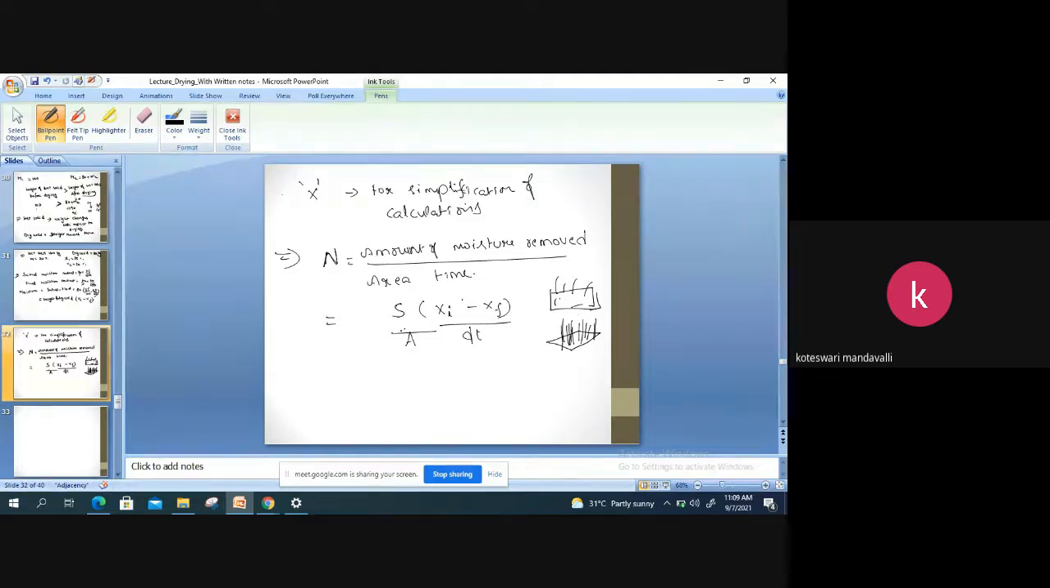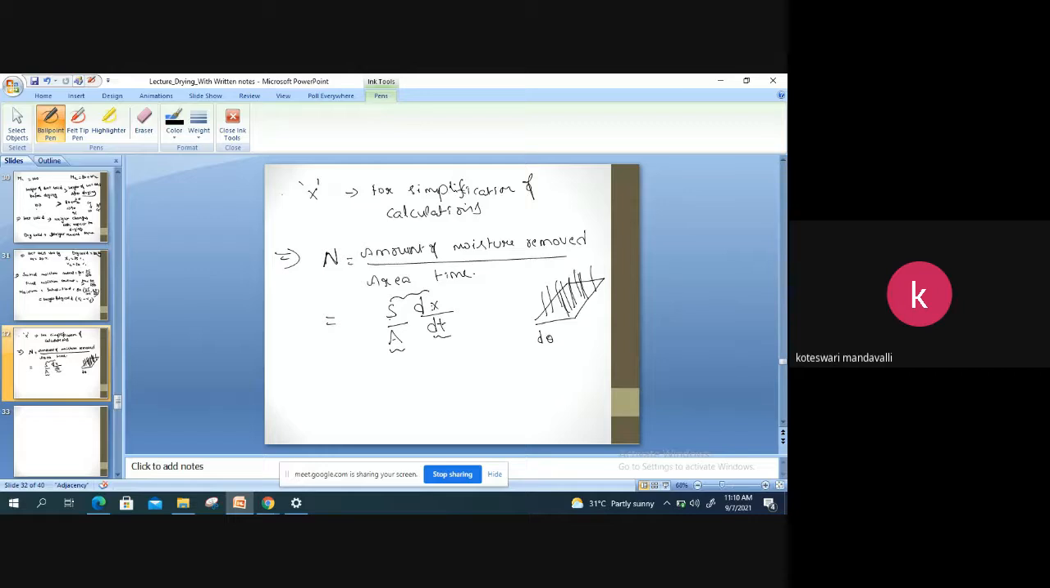Now I can write down this formula again. This is a drying solid, and the drying is happening from the area exposed to drying. So S into dx by dt, or d theta, sometimes they use d theta. S into dx by dt divided by A: what is S into dx? It is the amount of moisture removed, in kgs per unit time, how much time it took to remove, per unit area, from how much area it was removed.